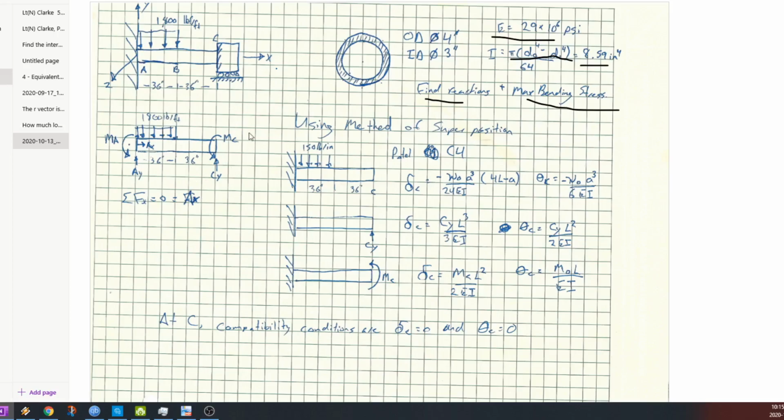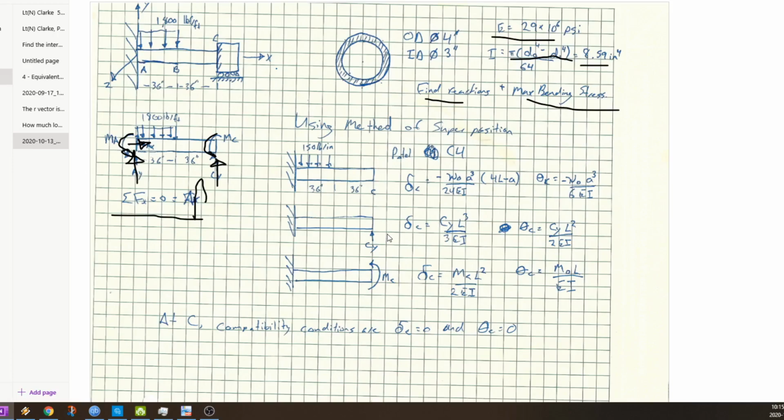So anyway, quick free body diagram. I'm going to have a support in the Y direction at C and at A. And then both A and C are going to have moment reactions as well. So drawing those on here. Going to have a reaction at A in the X direction, which is obviously going to be equal to 0.